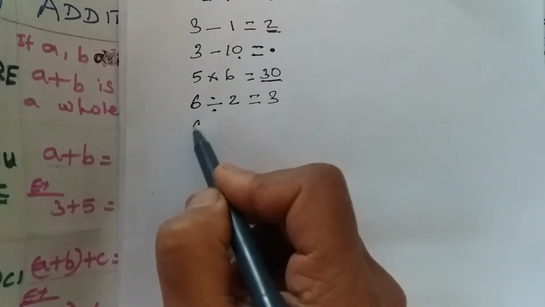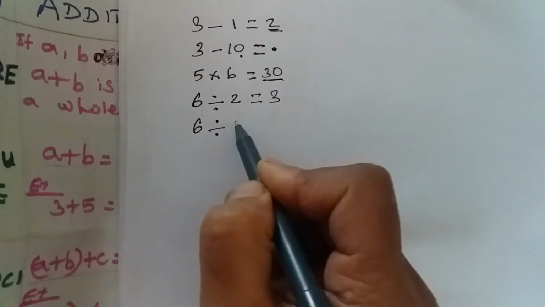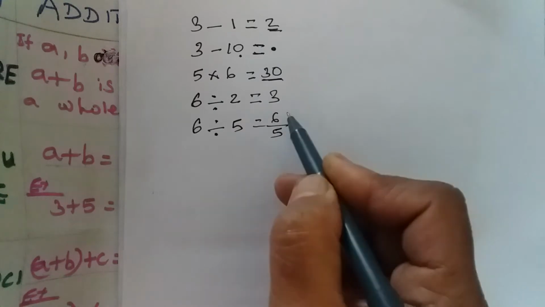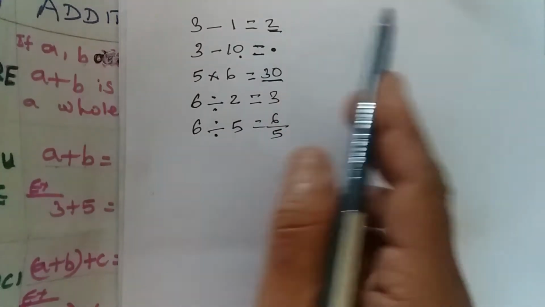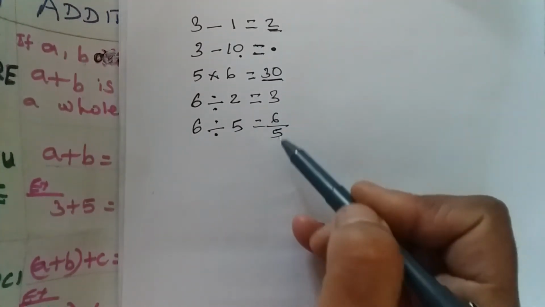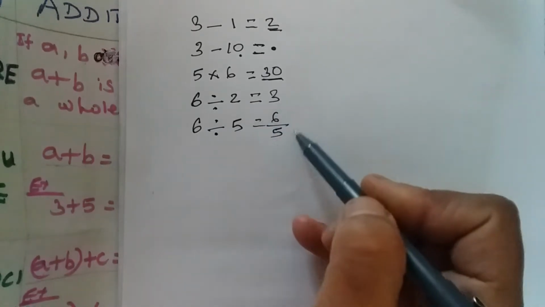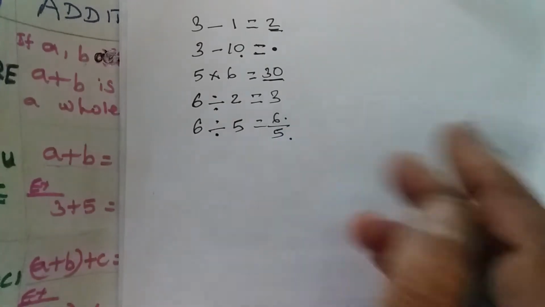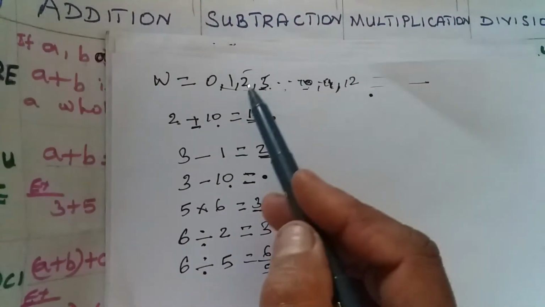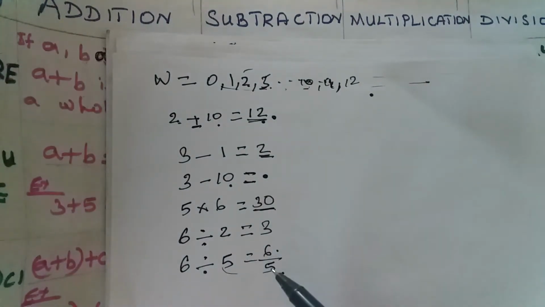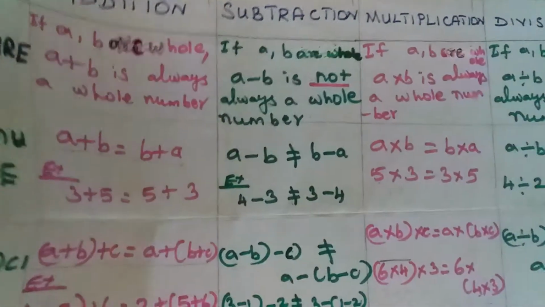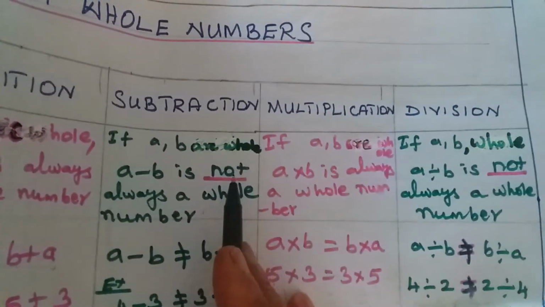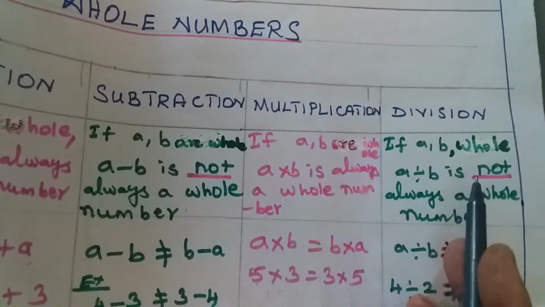Now you take 6 divided by 5. Can you divide 6 by 5? Is it a whole number? It is a fraction. It is not in the set of whole numbers. 6 and 5, we cannot divide exactly. So the answer is a fraction. We have numerator and denominator. This is not in the set of whole numbers. So division is not closed. The closure property is true for addition and multiplication and not true for subtraction and division.